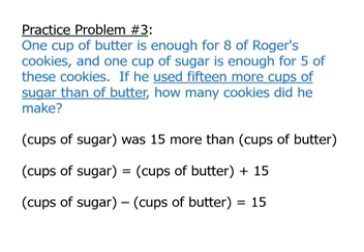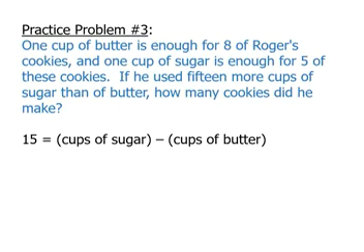And this type of thinking, we're going to cover more in the word problem section, but this is just a preview of it. So we have 15 equals cups of sugar minus cups of butter. Well, we have algebraic expressions for these. Cups of sugar is 8n. We said that a few slides ago. Cups of butter is 5n. We have two algebraic expressions for these.